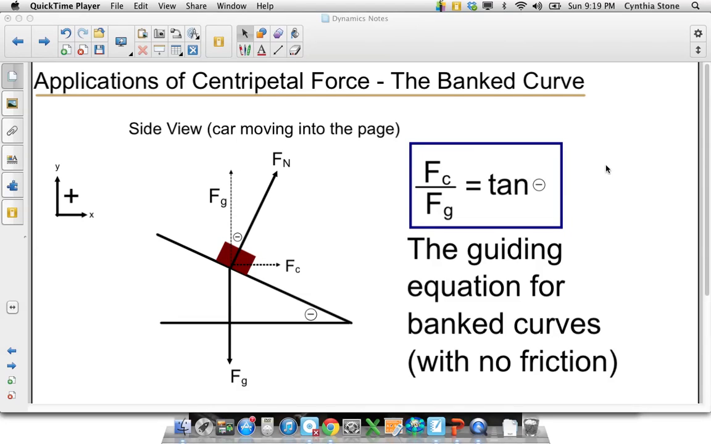Last video on the banked curve introduction was with the guiding equation. Okay, so now you've got it. Now we're going to apply it in an example. I'm just going to do one example because it's just not that hard. So then you can practice it on your problem set and you'll see.